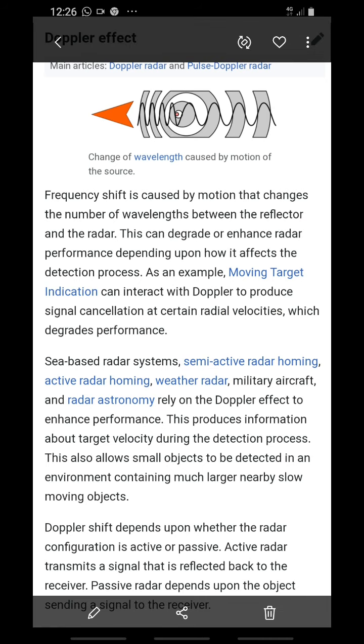As an example, MTI, moving target indication, can interact with Doppler to produce a signal cancellation at certain radial velocities, which degrades performance.